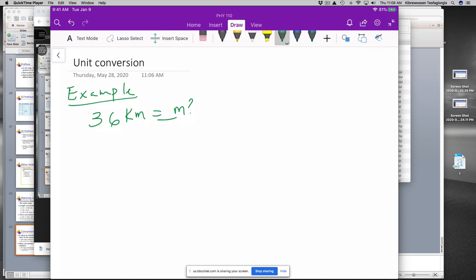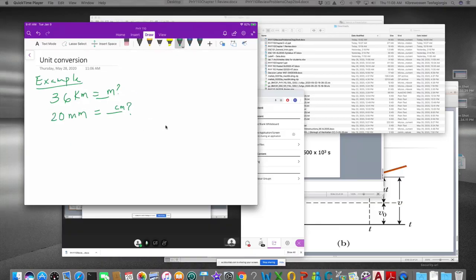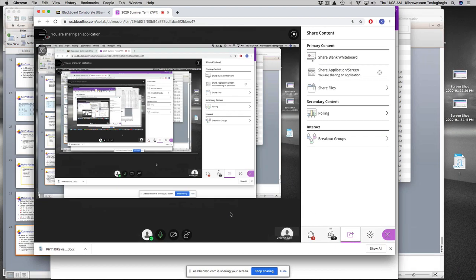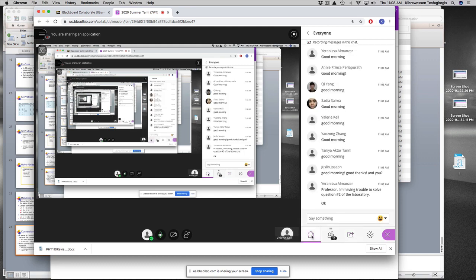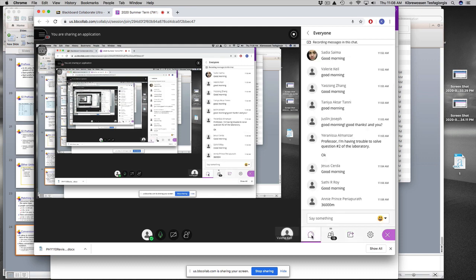I want you to also convert, how many centimeters do you have in 20 millimeters? You already know what kilo means, what milli means. So how many centimeters do you have? Go ahead and give it a couple of minutes of thought.